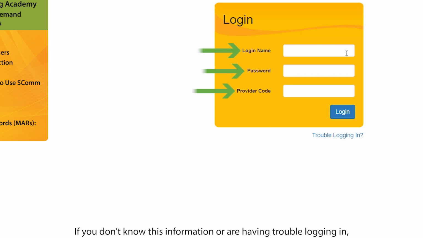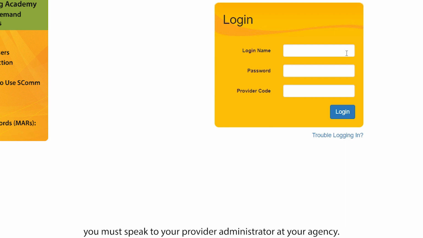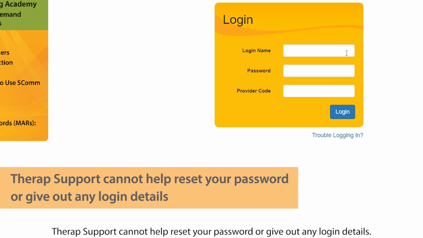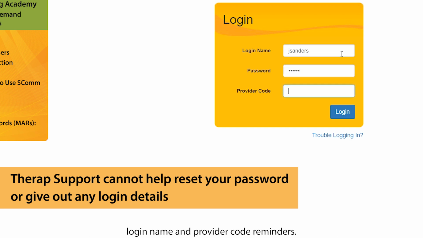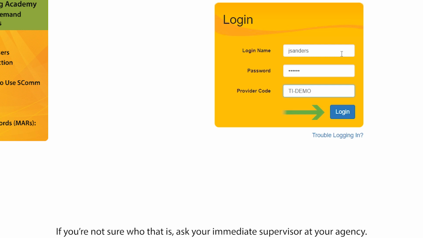If you do not know this information or are having trouble logging in, you must speak to your provider administrator at your agency. Therp support cannot help reset your password or give out any login details. Your provider administrator at your agency handles all password resets, login name, and provider code reminders. If you're not sure who that is, ask your immediate supervisor at your agency.